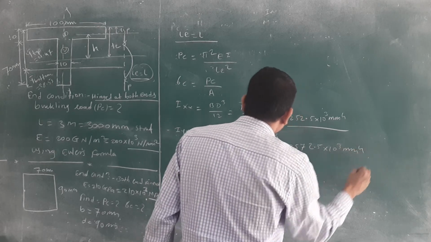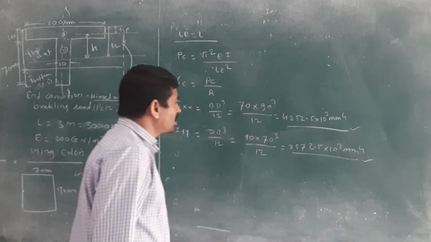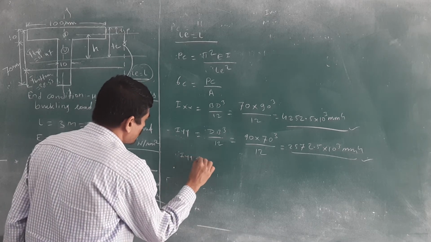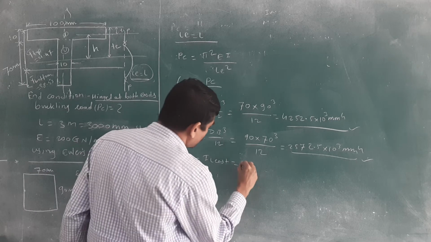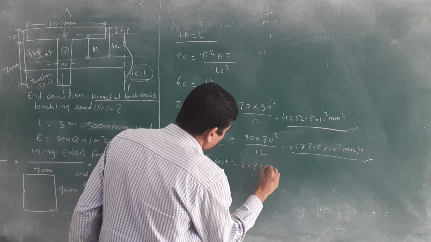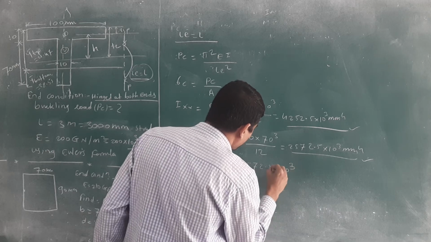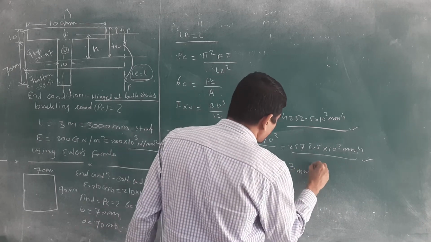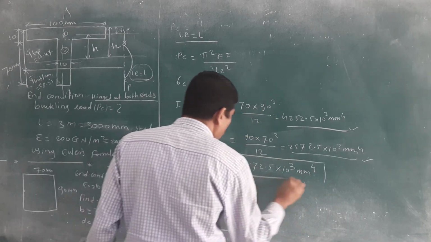If you have calculated, then check these two values, this one and this one. Which one is the least value? Iyy. Iyy is equal to I least, is equal to, can I write, 2572.5 into 10 raised to 3 mm raised to 4. This is the least value.